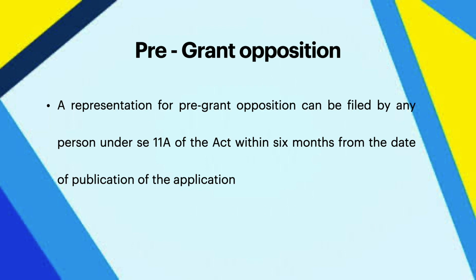We just looked at the last step where the request for publication is mentioned, correct? So once your invention has been published, then within 6 months of that date, anybody who wants to oppose may oppose your invention. That's called pre-grant opposition.